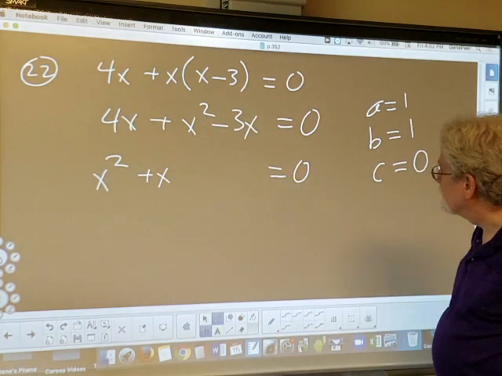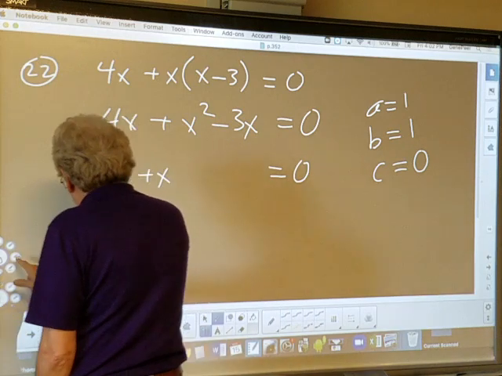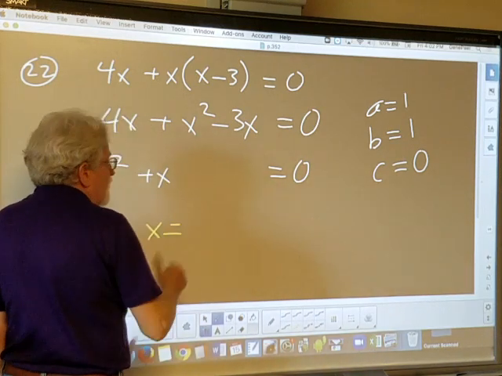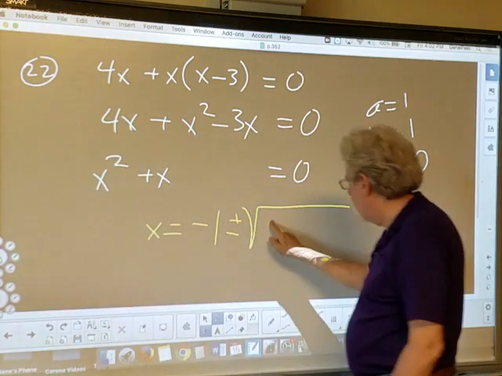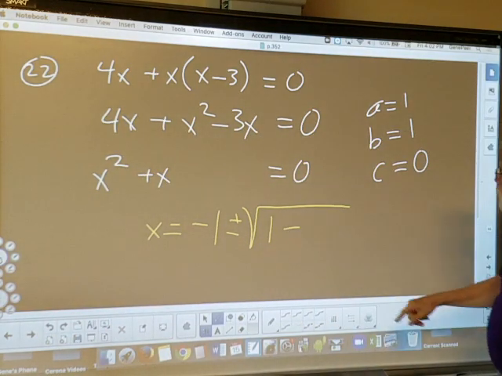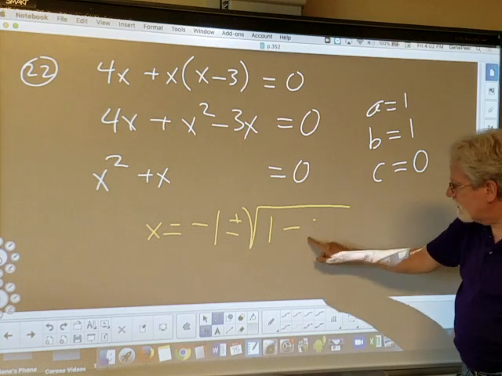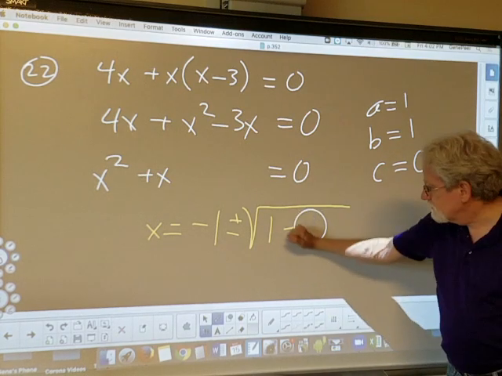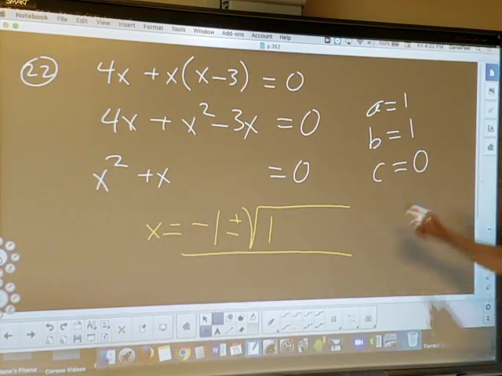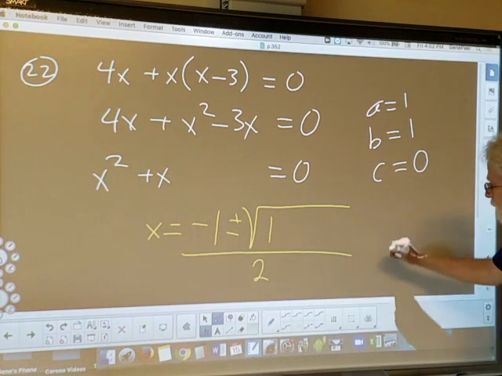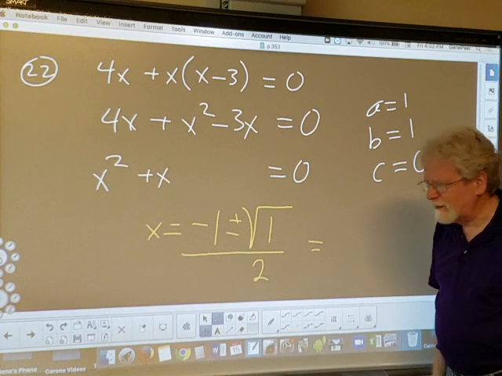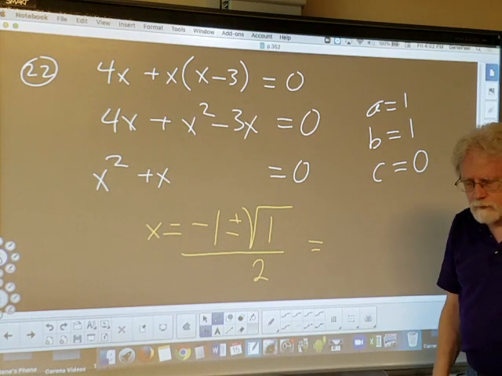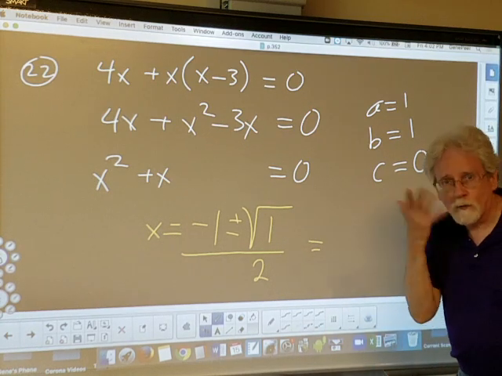I'm assuming it's right. So we have x is inverse b, that's negative 1, plus or minus square root of b squared, that's 1, minus 4 times a times c, that'll be minus 0. Forget that. All over 2 times a, and we have what therefore? Square root of 1 is 1. Don't forget that. Some folks forget that. The square root of 1 is 1, because 1 times 1 is 1.